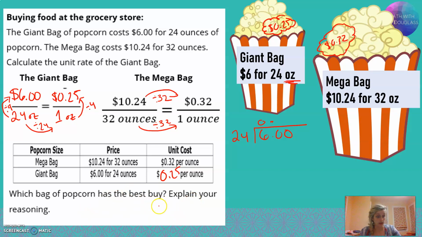If I'm being really good, I would include, each ounce of popcorn is 7 cents less, comparing the two. But ultimately what you want to say is the giant bag is less expensive per ounce. That's how you compare these two different ratios. When you create them as unit rates, you can compare and say, I know for sure which one's the better buy.